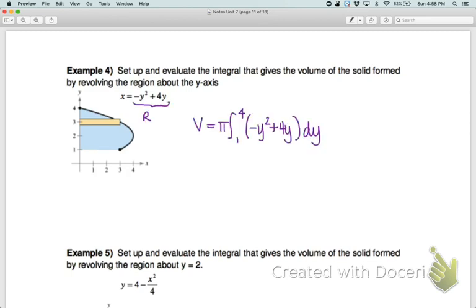Here it is. So again, we're revolving around the y-axis this time, so that's dy, and that means that our limits of integration need to come from the y-axis. So we have pi times the integral from 1 to 4 of the radius, whoops, I forgot my squared, the radius squared dy. And if you evaluate that integral, that's going to give you the volume of this figure.